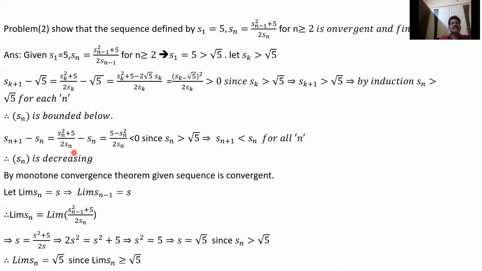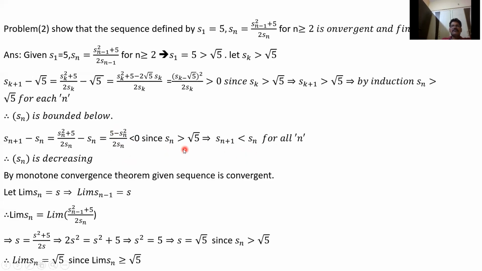Sn plus 1 minus Sn equals Sn square plus 5 by 2 Sn minus Sn, that is 5 minus Sn square by 2 Sn. So Sn square plus 5 minus 2 Sn square, that is Sn square minus 2 Sn square, which gives 5 minus Sn square. Here Sn is greater than root 5, that is root 5 less than Sn, that is 5 less than Sn square. So 5 minus Sn square is less than 0. Numerator is negative, denominator is positive. So this implies Sn plus 1 is less than Sn.